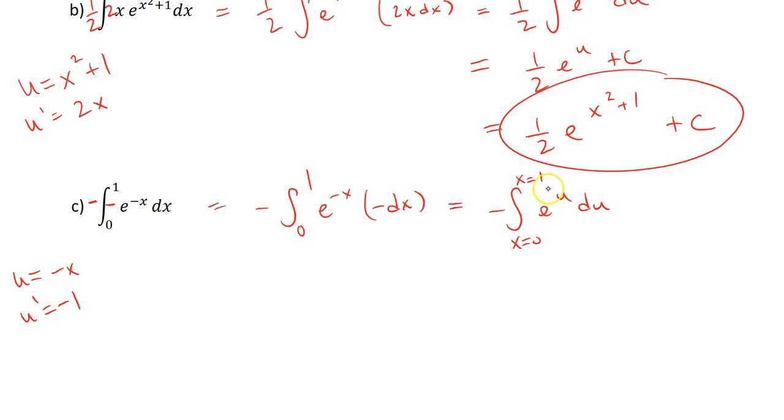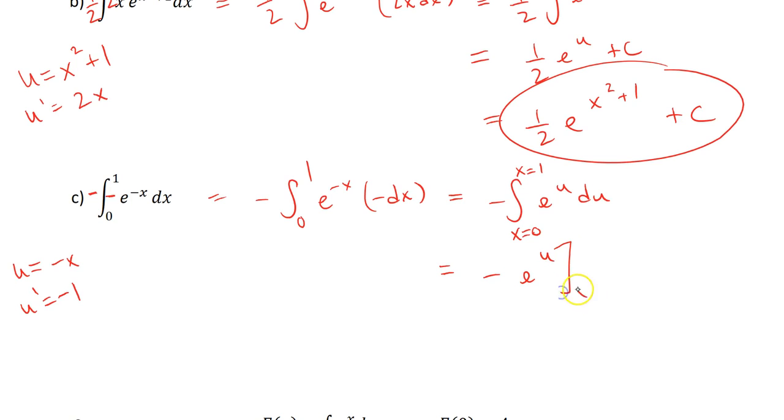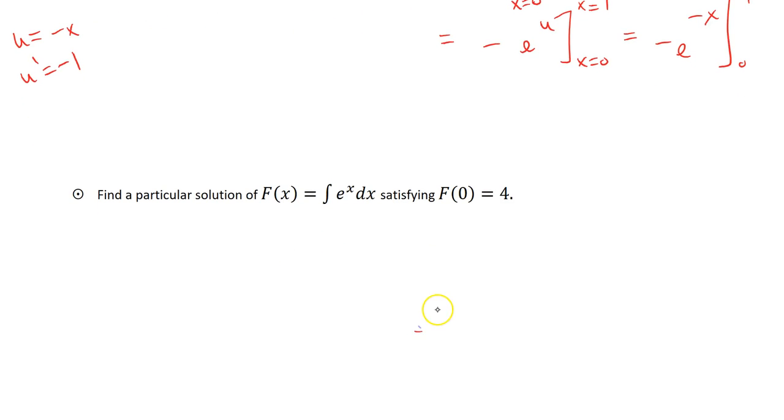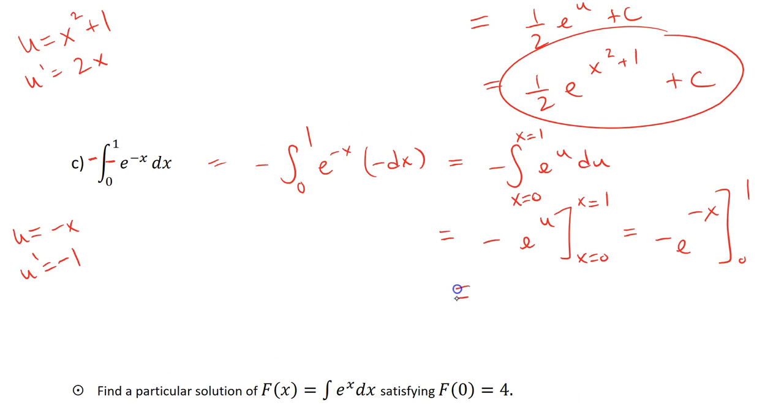E to the u du, again, we've got bounds in terms of x, or you can convert them to u if you want to. This would be negative e to the u, and we don't need a plus c because it's a definite integral, and that's going to go from x equals 0 to x equals 1. So that's negative e to the negative x from 0 to 1, which is negative e to the negative 1 minus a negative e to the 0.